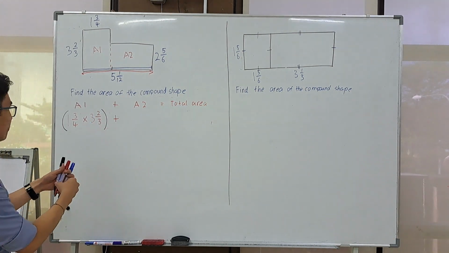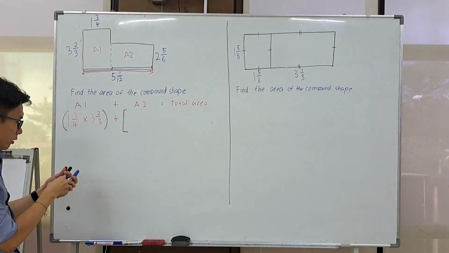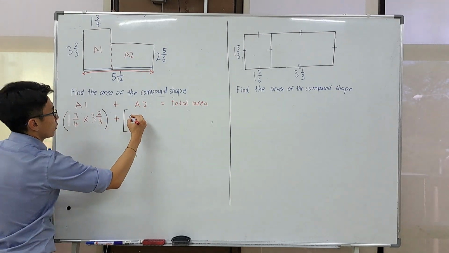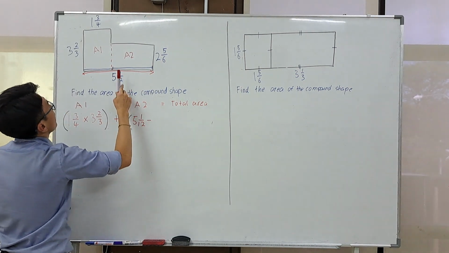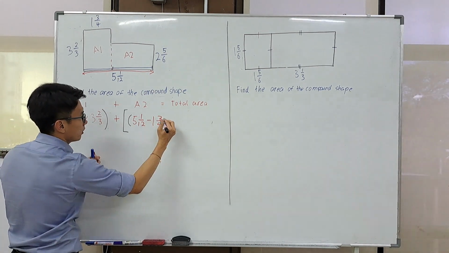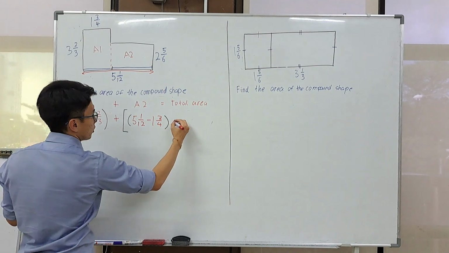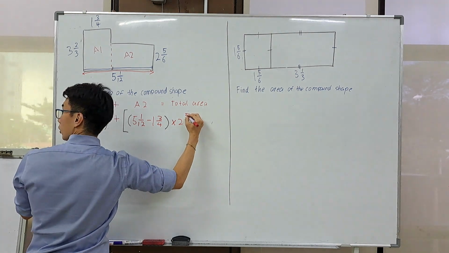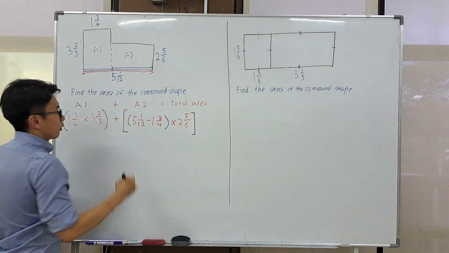So this is how I'm going to write it down. I'm going to put in my bracket again. So my base is going to look like this. It's going to be 5 1/12, and I will subtract with 1 3/4. Then I will close back my bracket. That's my base. And I'm going to multiply my height now, which is 2 5/6. Then I'll close back my bracket.